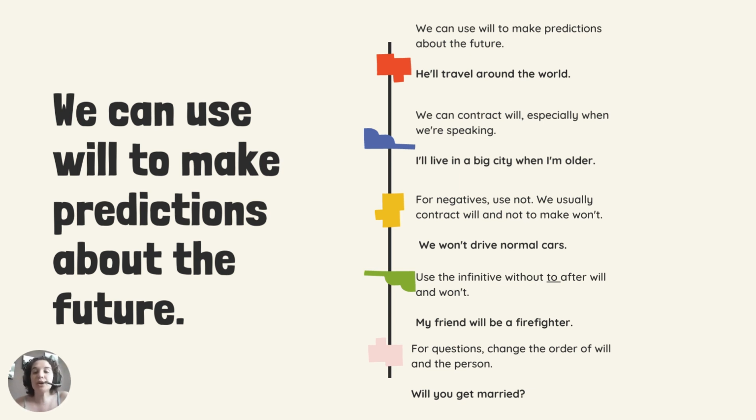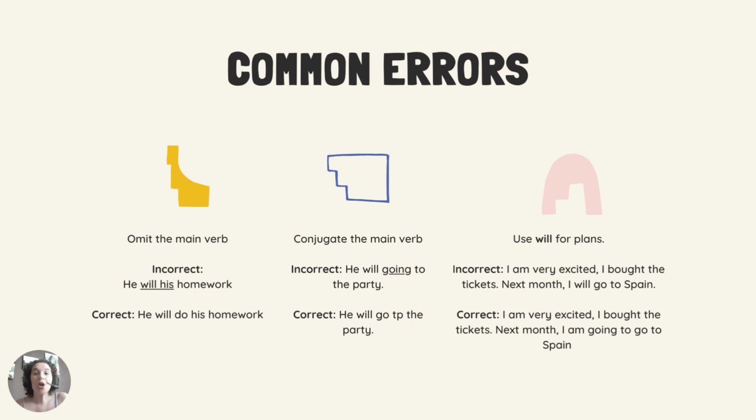Now, if we talk about the most common errors, I wrote here three, which are the most common. Omitting the main verb is the most common error. Probably in my mind, I'm saying he will do his homework, but instead of that, I say he will his homework. So you need to be very careful not to omit the main verb.